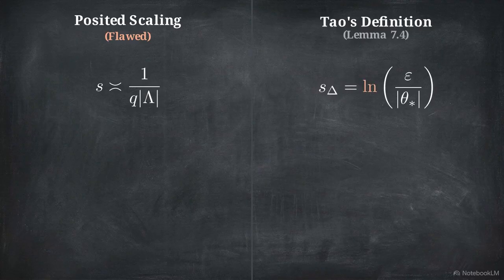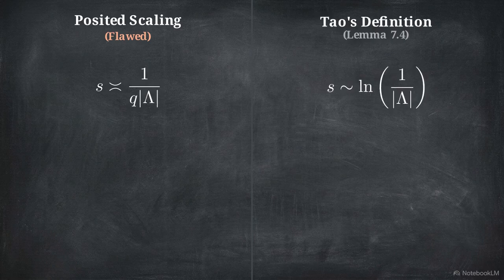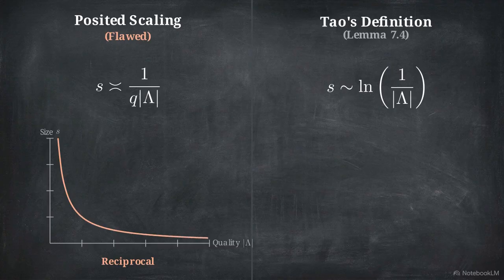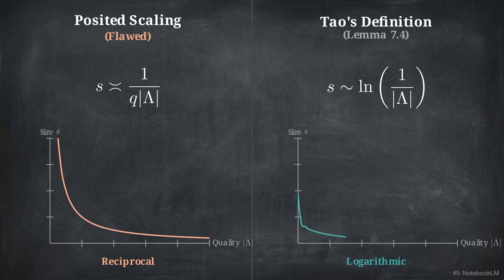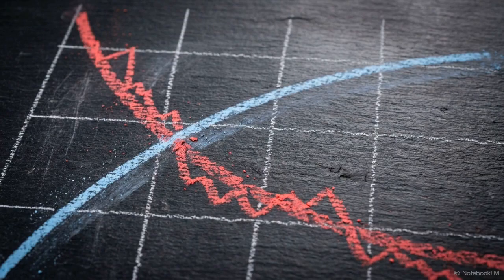Rearranging Tao's literal definition to solve for size reveals that s delta is exactly the natural logarithm of epsilon divided by the absolute value of the corner phase. When we substitute our derived linear form lambda for the corner phase, the resulting size s scales as the natural logarithm of 1 over lambda. These two formulas represent distinct functional classes. The difference shows why heuristic scaling analogies cannot replace strict algebraic derivation from the phase definition.